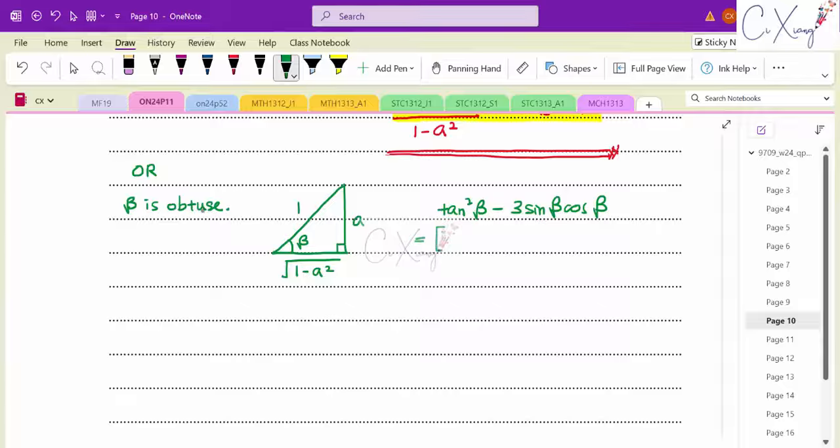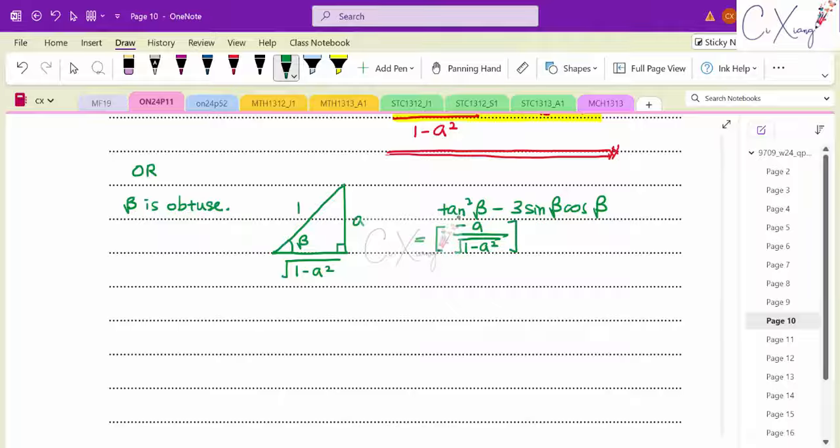Okay, so what you need to do is figure out the value of tangent beta. According to this triangle, tangent beta is a divided by square root of 1 minus a squared. Because I know that beta is an obtuse angle, it belongs to the second quadrant. So tangent beta, where beta is in the second quadrant, gives a negative value, right? Because in the second quadrant, only sine is positive. Therefore, when you want to find tangent beta, you need to put a negative sign yourself.